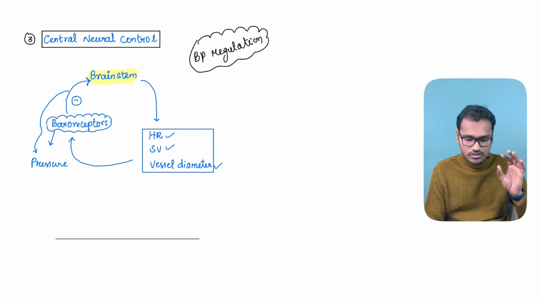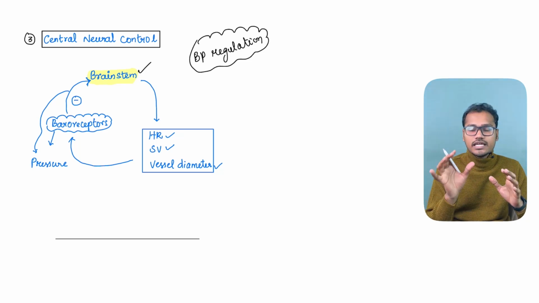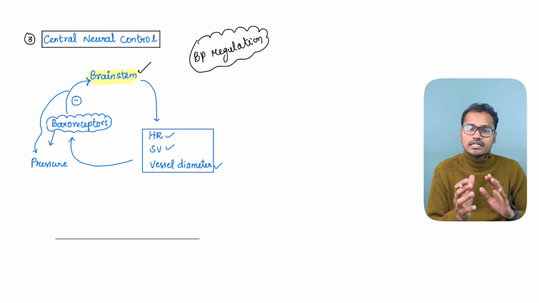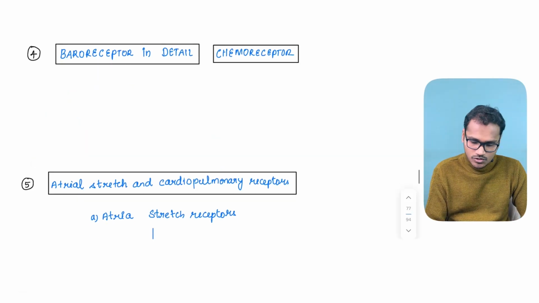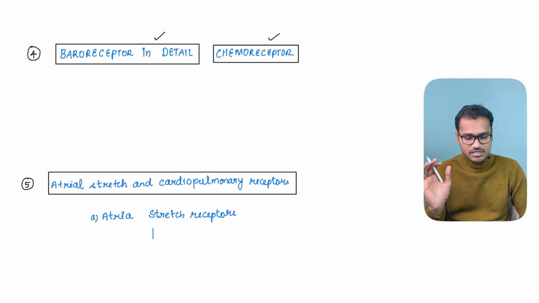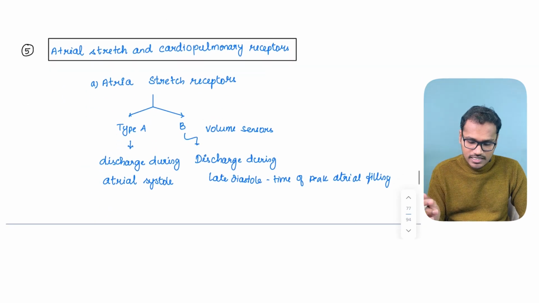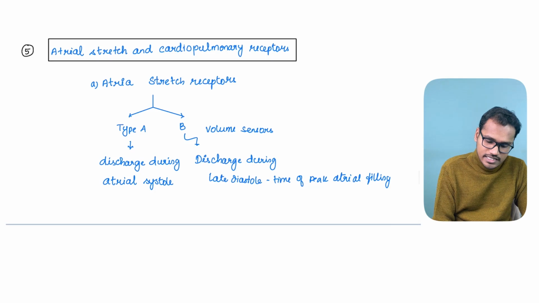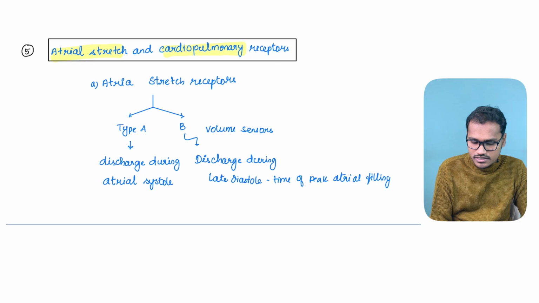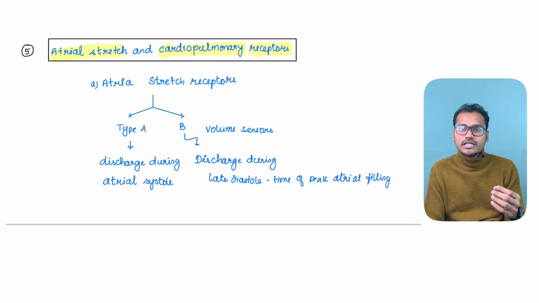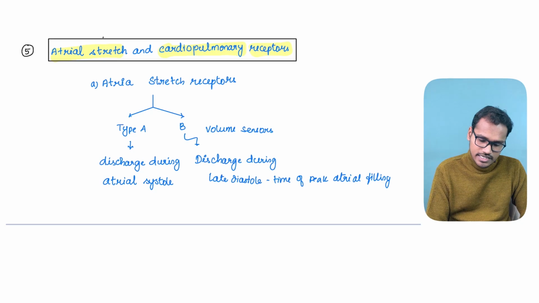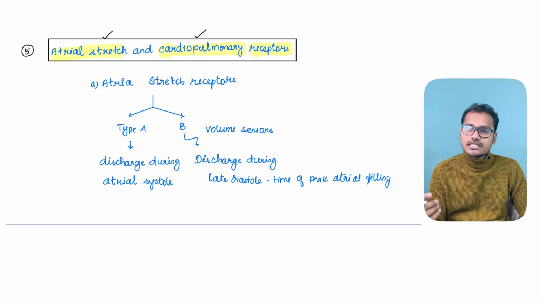So central neural control, just remember there is an area in the brainstem which can control the cardiovascular system. Baroreceptor, chemoreceptor, all this will be studied in detail in blood pressure regulation. Then there are other types of receptors which are called atrial stretch receptors, also called cardiopulmonary receptors. Some of them are present in the pulmonary system also, that is the pulmonary artery node. These atrial stretch receptors and cardiopulmonary receptors also play a role in the local and systemic control.